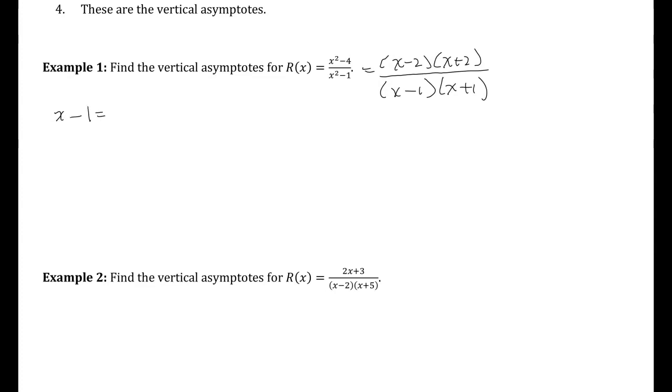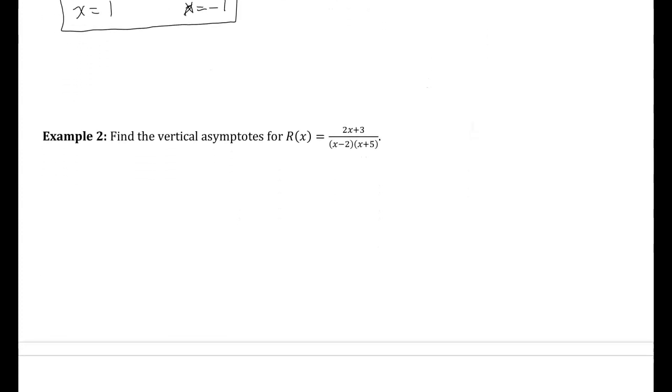So x minus 1 is equal to 0, and x plus 1 is equal to 0. And then we'll go ahead and solve each of these. So on the left we have x is equal to 1. That'll be one of our asymptotes. And then on the right we have x is equal to negative 1. So that's our second asymptote. So if you went ahead and graphed this, you would notice you have two vertical asymptotes, one at x equals 1 and one at x equals negative 1.